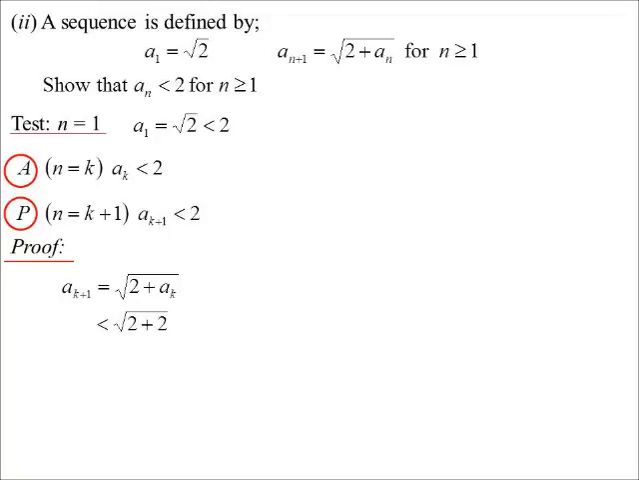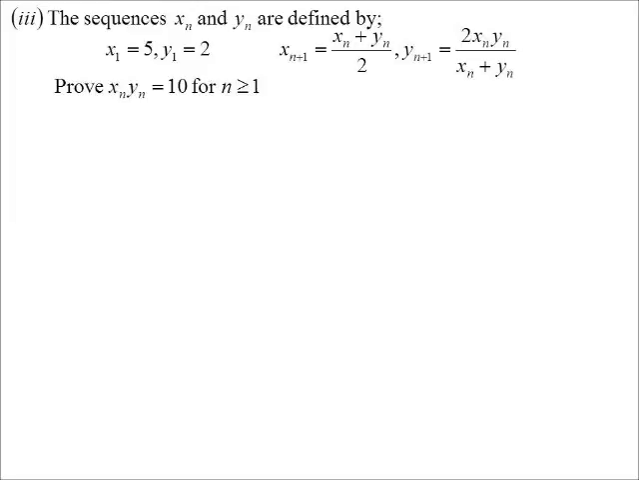But I've assumed that term k is less than 2. So therefore, term k plus 1 must be less than the square root of 2 plus 2. Well, 2 plus 2 is 4, and the square root of 4 is 2. Therefore, every term is less than 2. Let's have a much more fun one then.